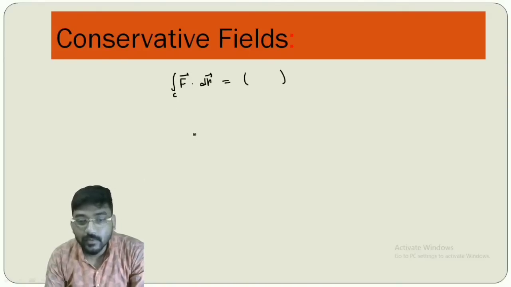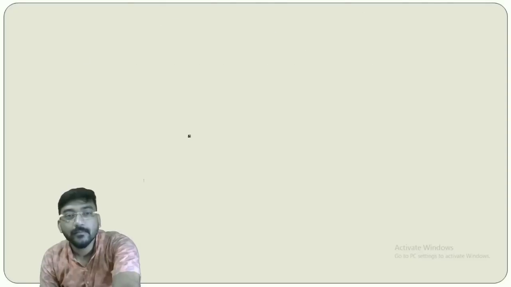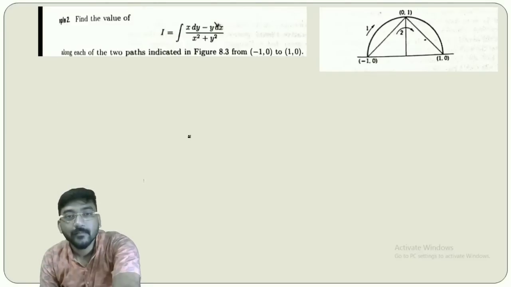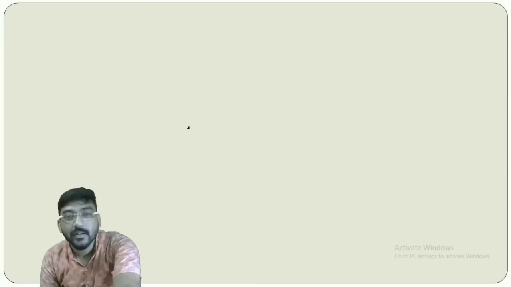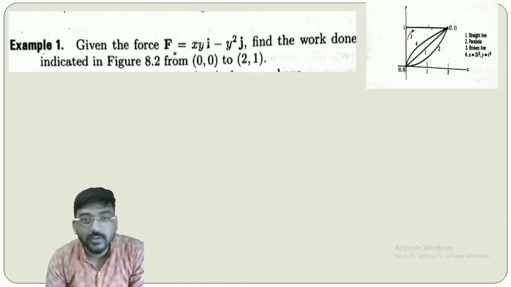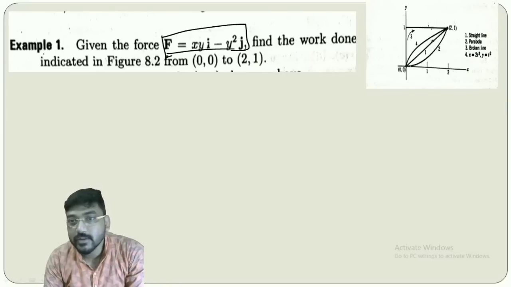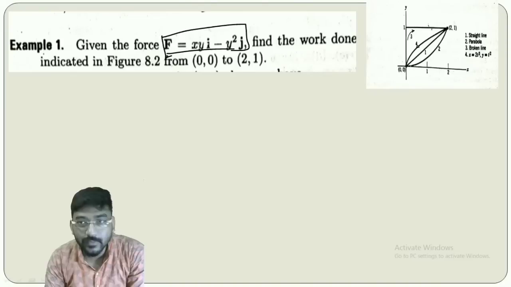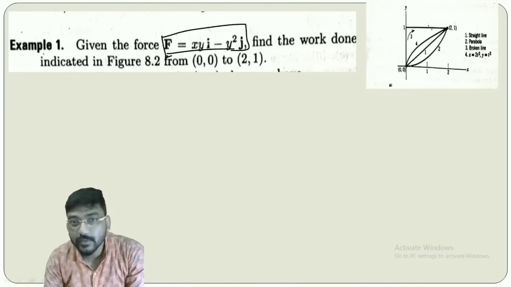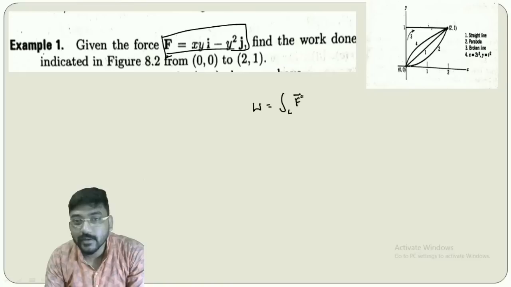Actually, for the first problem I can show you the problem. For this particular function f, we have seen that the work done for different paths, path 1, path 2, path 3 and path 4, is different. That is, the line integration of f dot dr is different for different paths.